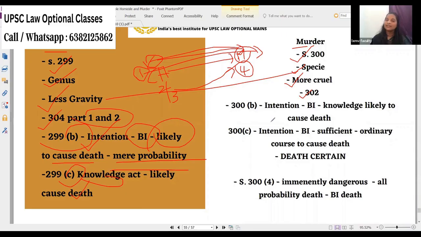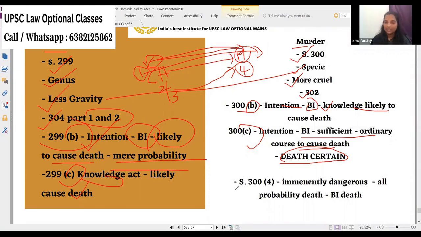But in 300 clause B and C, that is under murder, there is the intention to cause a bodily injury with the knowledge that it's likely to cause death, or of an ordinary sufficient nature to cause death. The likely mentioned here means a certain death. See how the judiciary is interpreting. All those same terms used, the likely used in murder is of a very heinous nature. There is more probability, the highest probability, almost certain that it will cause death. Then only murder will be attracted. For that, I have a very recent case law. I'll put it to you.